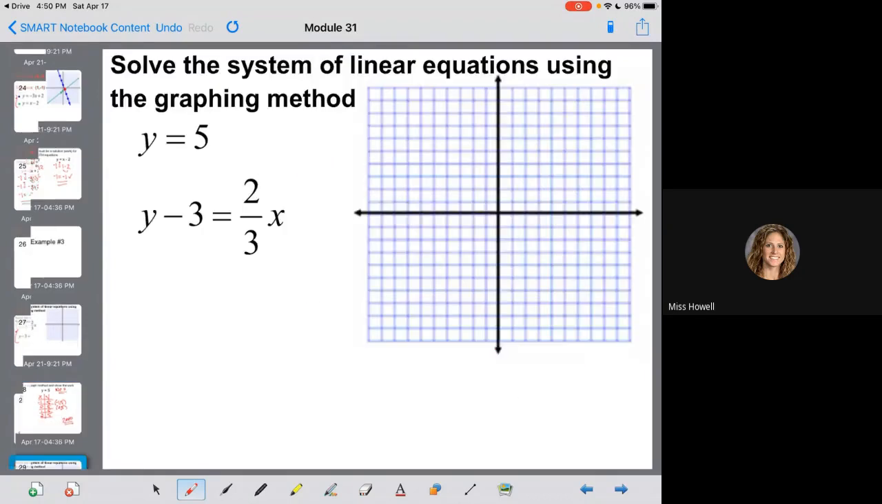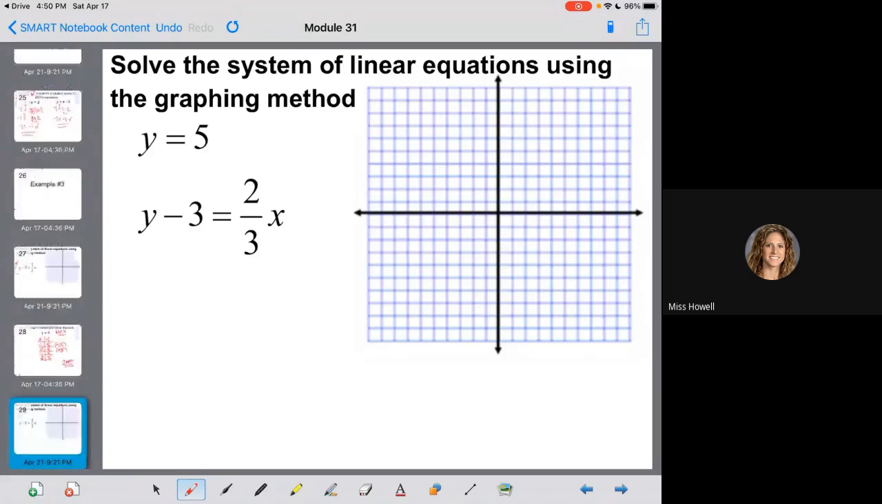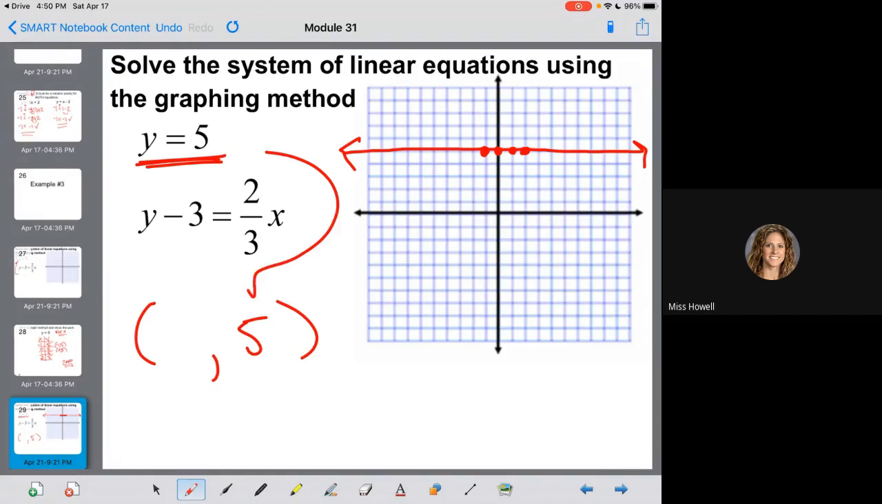All right, so up 5, 1, 2, 3, 4, 5. All right, to the left 1, up 5. Don't go right or left, up 5. (1, 5), (2, 5). Those are the four we just did in our table. So we want to connect that line. Now, right away in my head, I should be saying, all right, my solution better be something, 5, because y I already know has to be 5. So we still need to find this x.